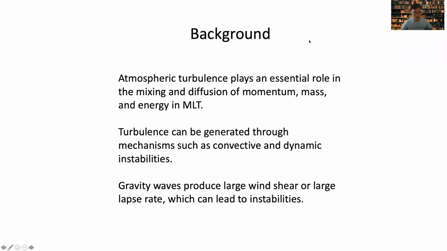The background for this work is that atmospheric turbulence plays an essential role in the mixing and diffusion of momentum, mass, and energy in the MLT. Turbulence can be generated through mechanisms such as convective and dynamic instabilities. Gravity waves produce large wind shear or large lapse rate, which can lead to instabilities.